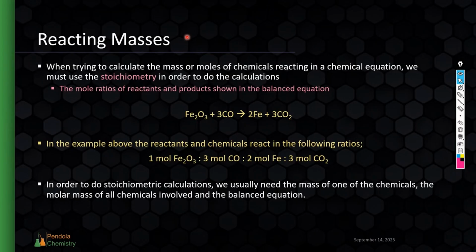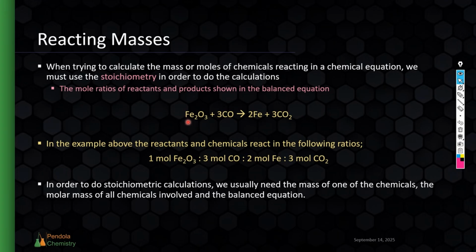So, reacting masses. When trying to calculate the mass or moles of a chemical reacting in a chemical equation, we have to use what we call stoichiometry. Stoichiometry is the mole ratios of reactants and products shown in the balanced equation. So when something requires stoichiometry, we are essentially talking about converting between moles of one substance to moles of another, using the mole ratios shown in the chemical equation.